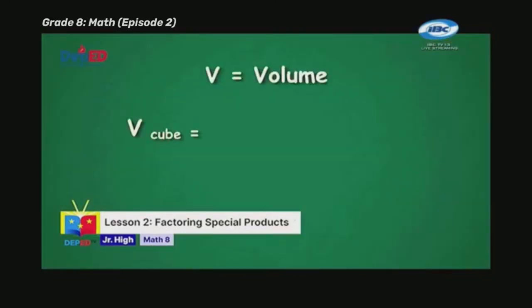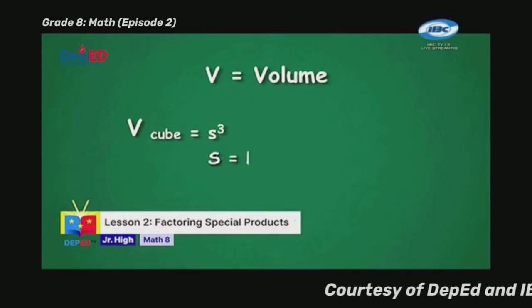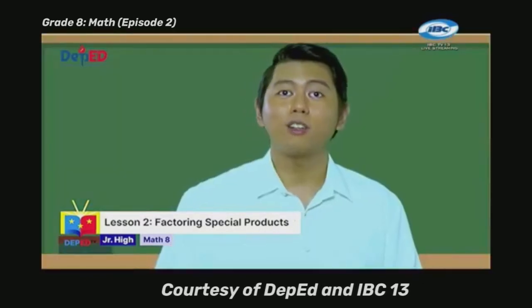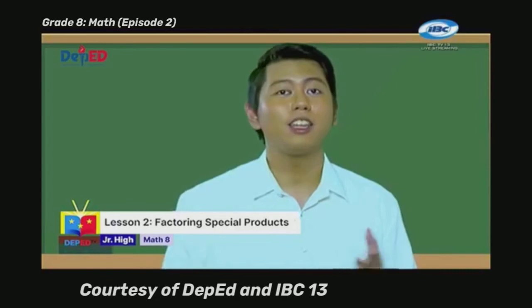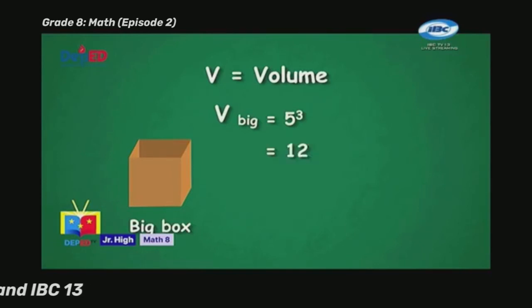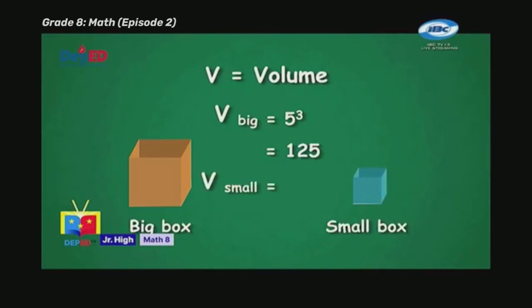The volume of the cube is given by the equation V for volume equal to s cubed, where s is the length of its side or edge. So what are the volumes of the bigger box and the smaller box? The volume of the bigger box is equal to the cube of 5, which is 125 cubic inches, while the volume of the smaller box is x cubed, since we didn't know the exact measure of the side.